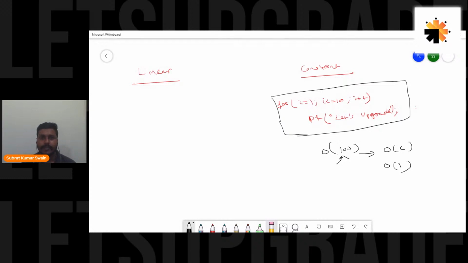So this is constant when it is already known that this operation is being done this many times: 10 times, 100 times, 1000 times. This is your constant time complexity. What about linear? The same loop, if I change it a bit: for i equal to 1, i less than or equal to n, i plus plus, printf hi.